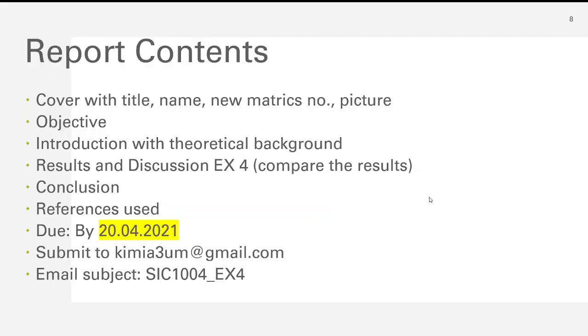Right, so in terms of the report contents, everything is the same as before. So you have the cover page, the objective, introduction with theoretical background, and compare the results of the values and make your conclusion. So again, references used, and this is also due next week.